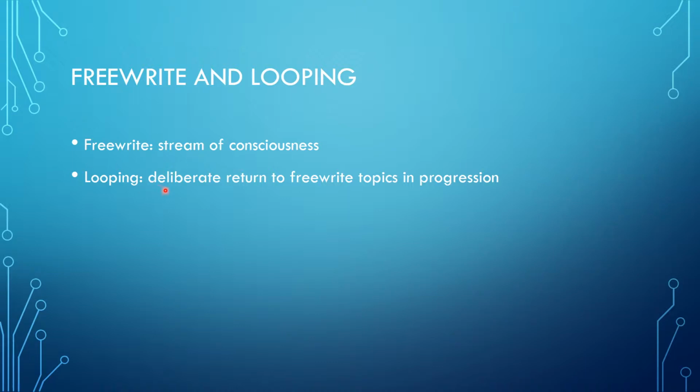Looping is where you take those free writes and you do very short free writes, so maybe only 2 to 5 minutes, and you highlight the most important parts that you wrote in that previous free write, and then you go ahead and do another free write. And that's why it's called looping, because you keep returning back to the topics in progression. So let's take a look at how that might work.